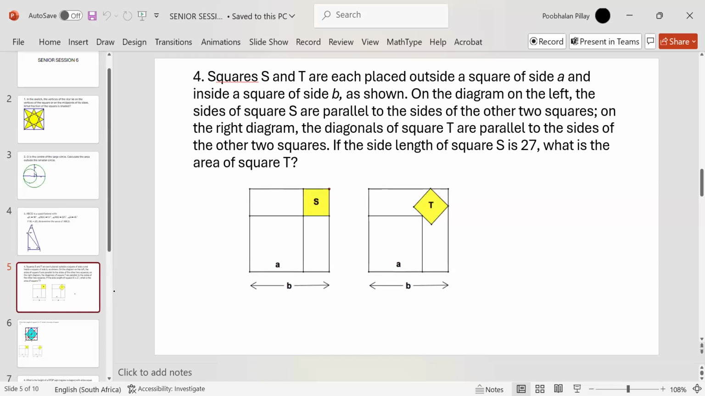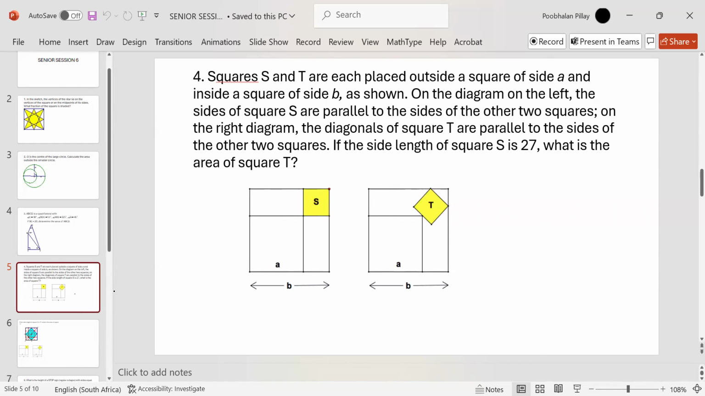Now this one was quite a challenging problem. If I remember correctly, it occurred as the very last problem in the second round, Senior second one, in some year.